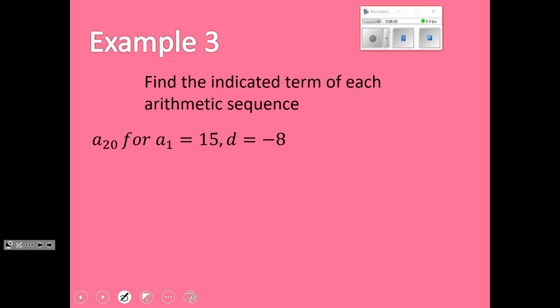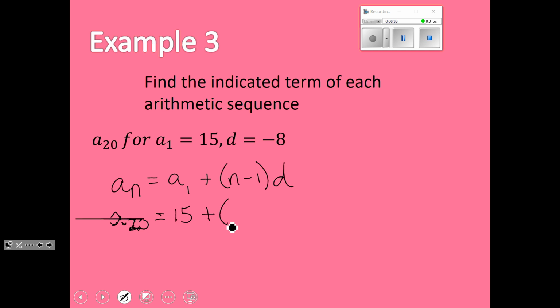Okay, so you go ahead and hit pause and see what you can do for this one. So if I use my formula, a sub n equals a sub 1 plus n minus 1 times the common difference, I'm looking for a sub 20. I know my first term is 15. Do I know my n? Yes. What term am I looking for? I'm looking for my 20th term, so that's going to make n 20. And then my common difference is negative 8.